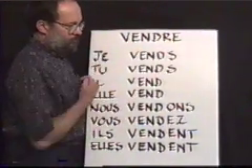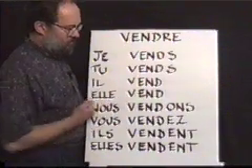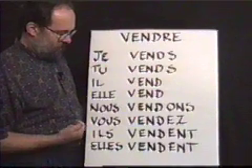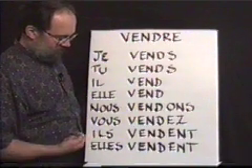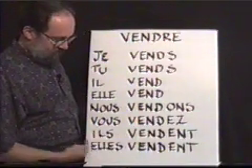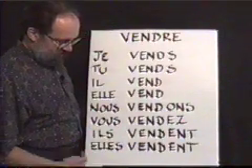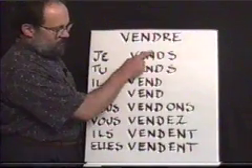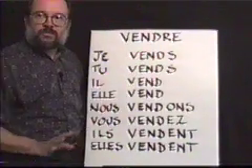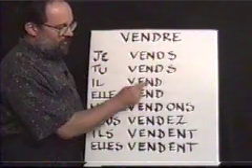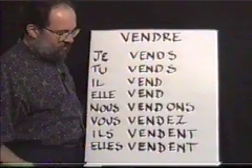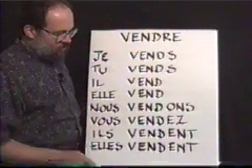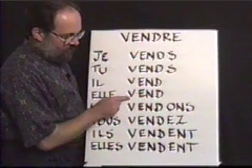Je vends, tu vends, il vend, elle vend, nous vendons, vous vendez, ils vendent, elles vendent. Okay, certain things that you notice. Whether you have the S or not, the pronunciation is the same. Vend, vend. Now you hear the difference between vendons and vende, just like you hear the difference between vend and vende.